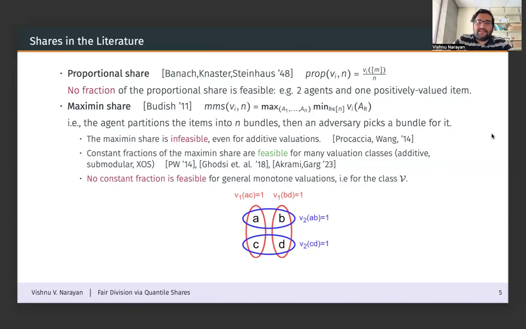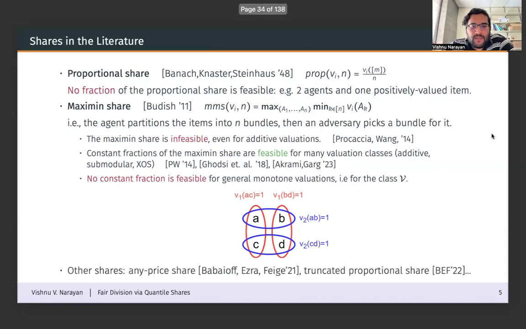You can see this by a simple example where you have 2 agents, 1 and 2, and 4 items A, B, C, D. So if agent 1 has positive value for AC, for BD, and their supersets, and agent 2 has positive value for AB and for CD, they have different Maximin partitions, so it's not possible to satisfy both of them. Even though they both have positive Maximin share, you cannot give both of them a positive value at the same time.